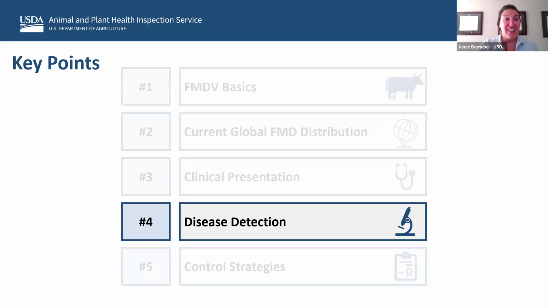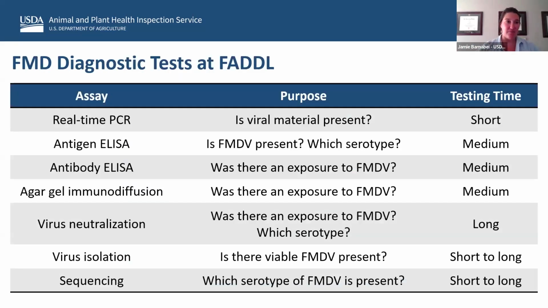Disease detection. Let's talk about those tests that Battle's running. You guys are familiar with most of these assays. So PCR, the question that we're asking is, is viral material present, right? Are pieces and parts of the genome there? It doesn't tell us whether or not it's viable virus, but it does tell us that the virus is present. When we look at our antigen ELISAs, this is answering the question of, is the virus present? And if it is, which serotype?